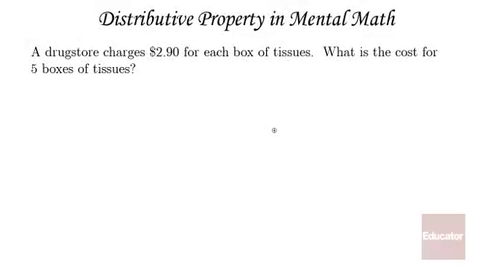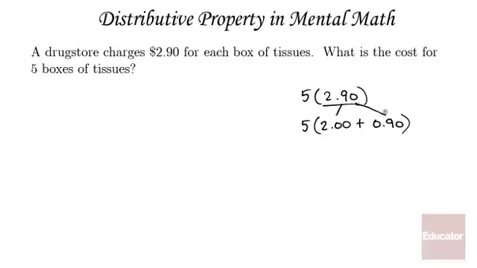Let's use the distributive property to work with mental math. A drugstore charges $2.90 for each box of tissues. What is the cost for 5 boxes of tissues? So I'm going to say 5 times 2.90. I'm going to break up the cost of the tissues into dollars and cents. So it's going to be $2 plus 90 cents. So I've taken $2.90 and broken it into dollars and cents.